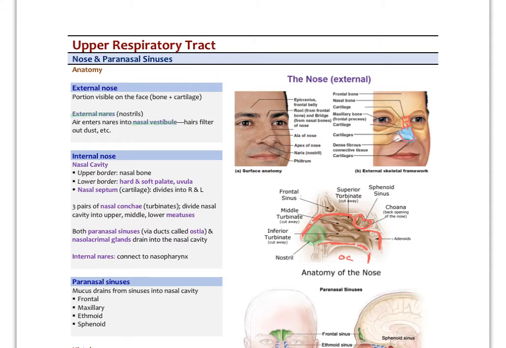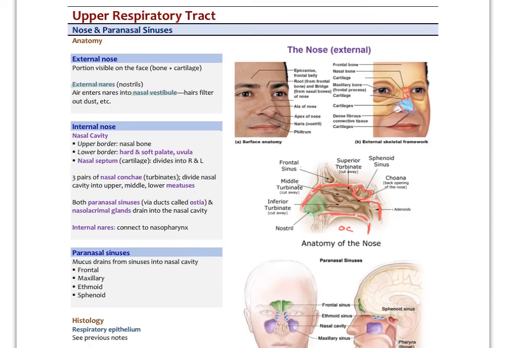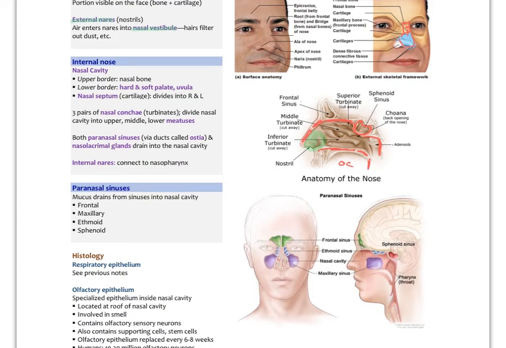If you look at the nose from the front section on, it's actually divided into two compartments. There's a piece of cartilage that comes down the nasal cavity and cuts it into two, and that's called the nasal septum. And that divides the nasal cavity into a right and a left side.